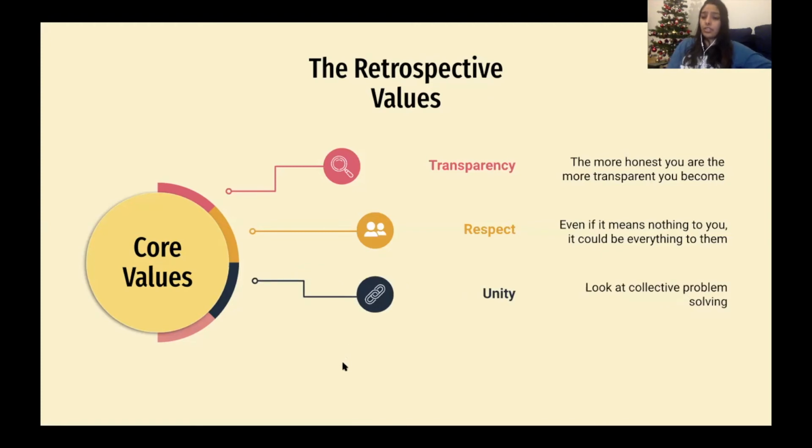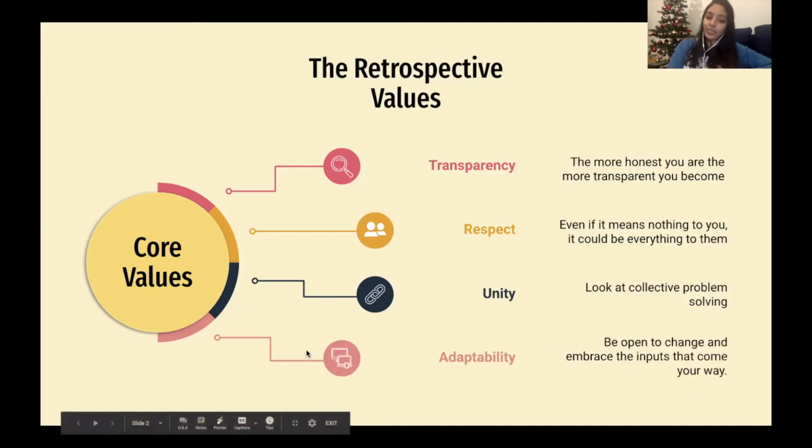The next one is unity. Just because you have, say, the scrum master coming and talking to you about the velocity, right? That doesn't just make it the problem of the scrum master. This makes this the problem for the team. And you as a team need to collectively solve it, collectively look at ways how you can tackle that issue and try to find solutions.